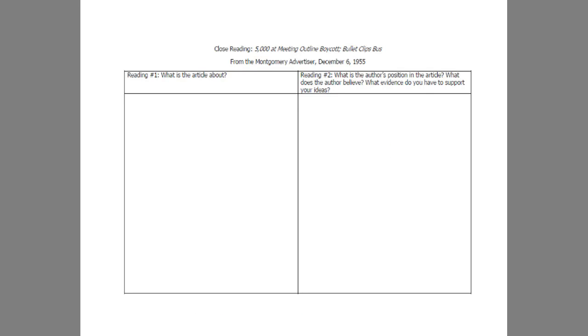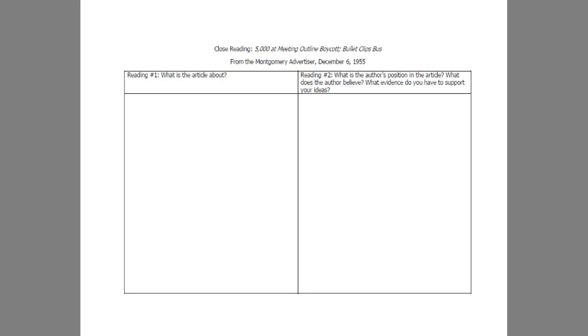What I have students do with this article is use this graphic organizer that you see on your screen. In the first read, I have students think about the main ideas. What are some of the main events that the author of the article from the Montgomery Advertiser is noting? Some of those include a bullet clipping the side of a bus, the African American community gathering at, I think it was the Holt Street Baptist Church, to decide they were going to boycott the buses, and the arrest of Rosa Parks, and several other events.